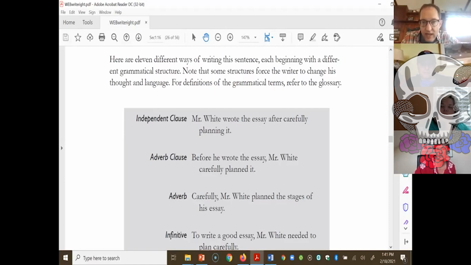So Strunk and White have something called rule number 18. And in it, they take one loose sentence and rewrite it 12 different ways. And then they name the sentence. My students, even 9th graders, need to know this. So 9th graders will know what an independent clause is, an adverb clause, an infinitive, a parenthetical statement. That way I have a common language with them when I'm commenting on their papers.